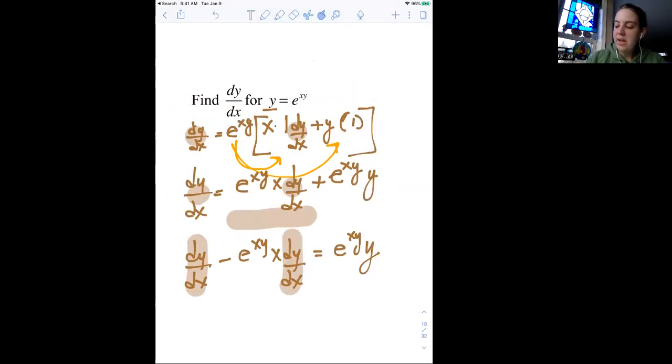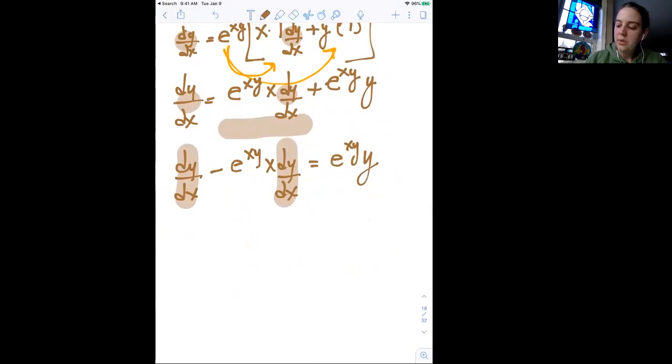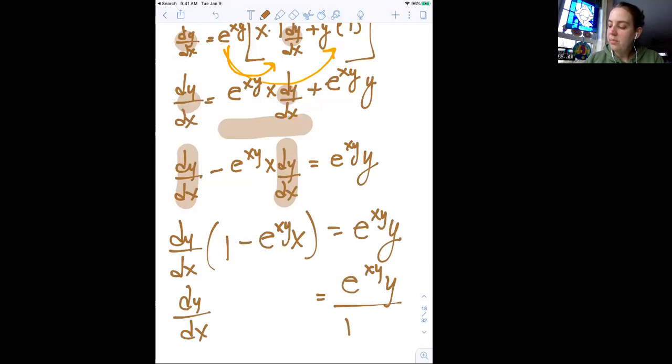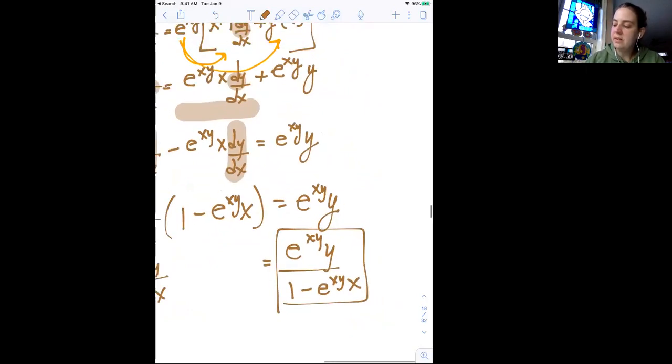So what we need to do now is factor those out. So dy/dx times (1 minus e to the xy, x) is equal to e to the xy, y. If we were in class, I would say, what's the next step? What's the last step? We've done it over and over and over again. We're going to divide by that set of parentheses. So dy/dx is e to the xy times y over 1 minus e to the xy, just scooch this over, times x. And that, my friends, is the answer.